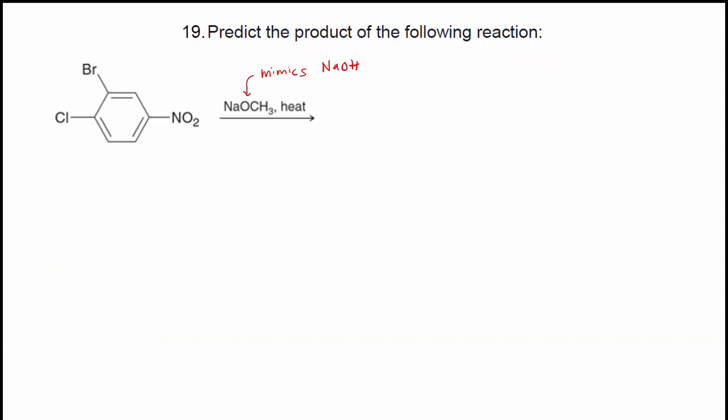And to answer that question, if you remember on our reaction tables that we just did, we need to have an electron withdrawing group that is ortho or para. The nitro group is our electron withdrawing group, and it's not ortho to anything, but it is para to the chlorine. So we're going to substitute that chlorine with NaOMe. So if this is our nitro group here, the chlorine will become the OMe or OCH3, and then our bromine is still there.